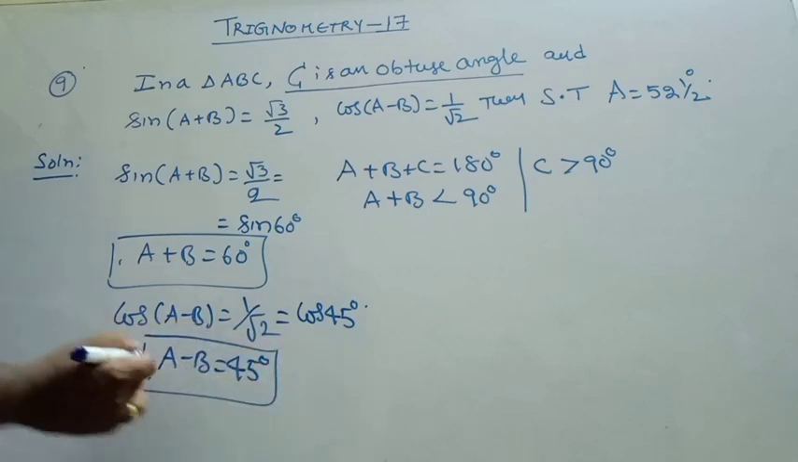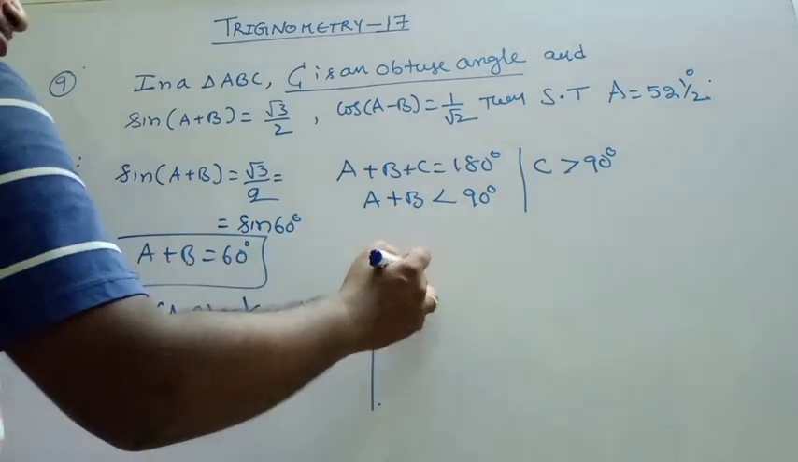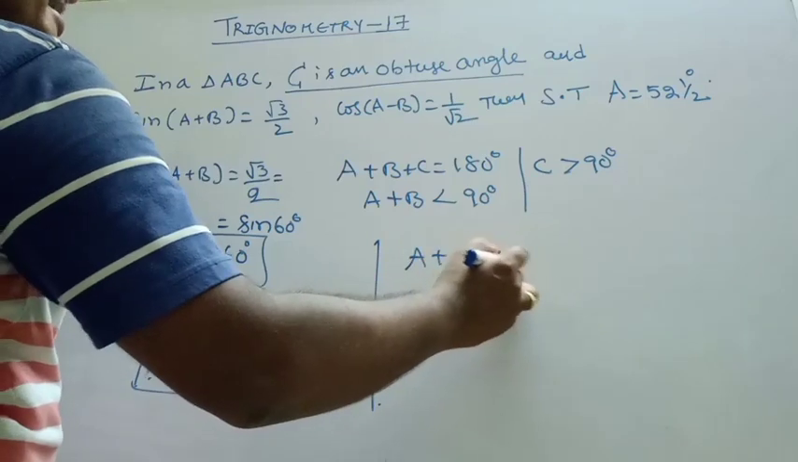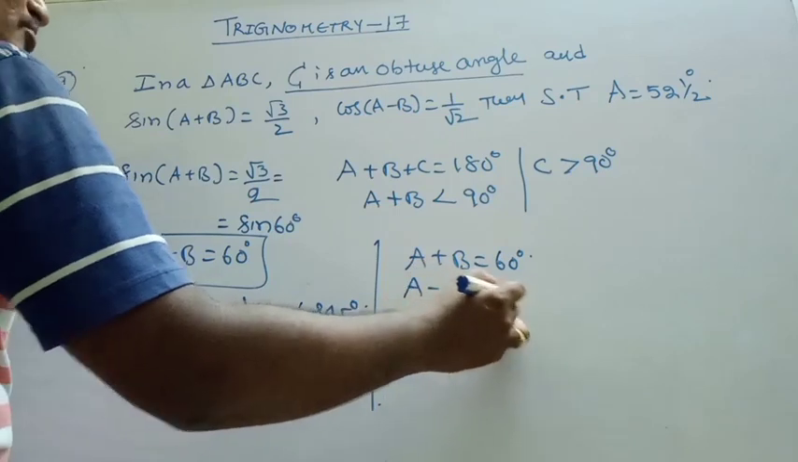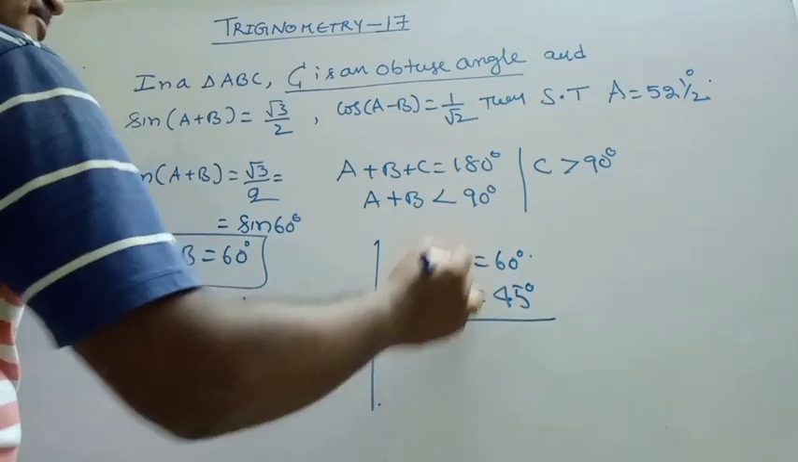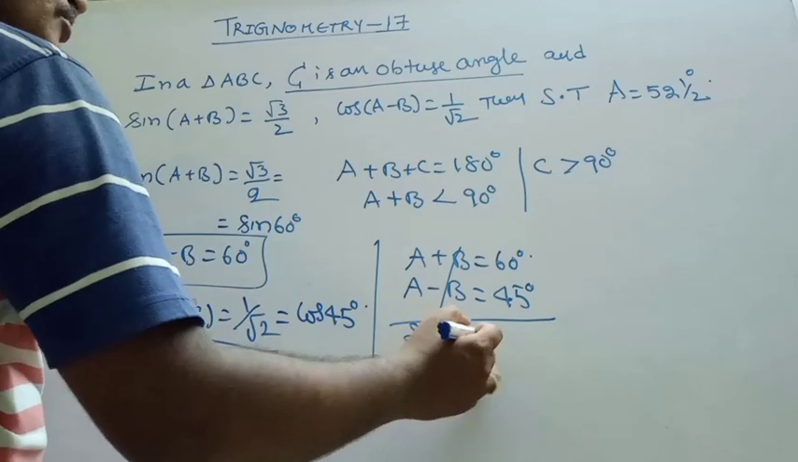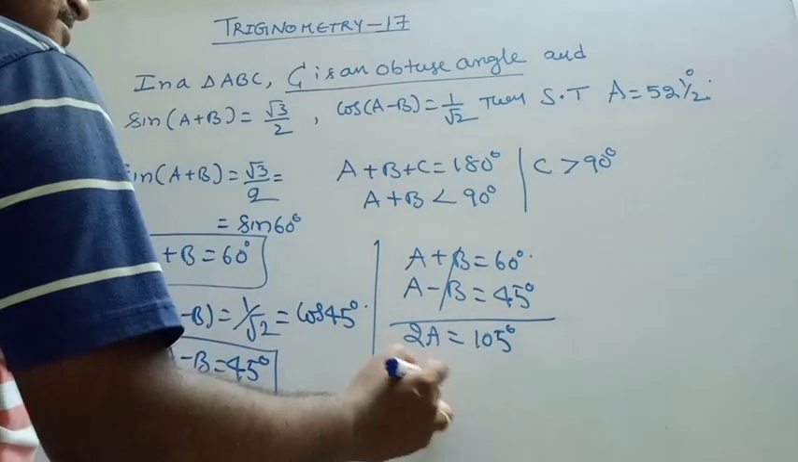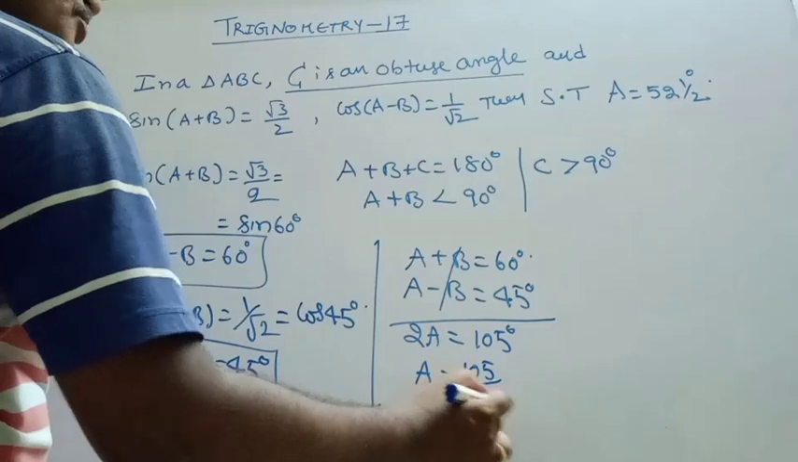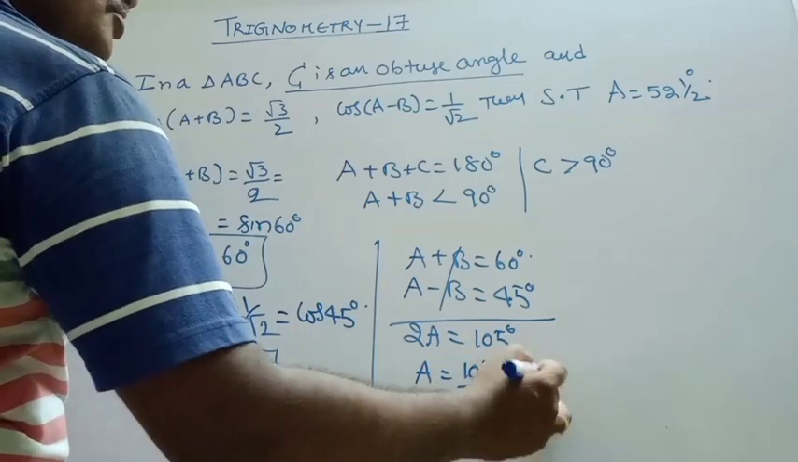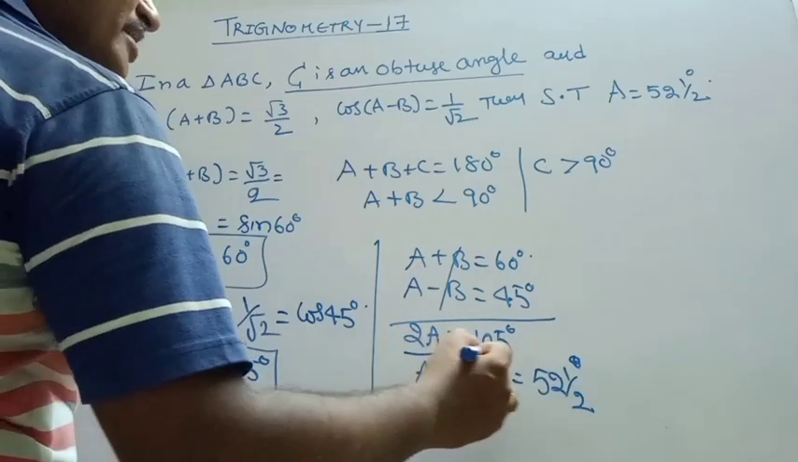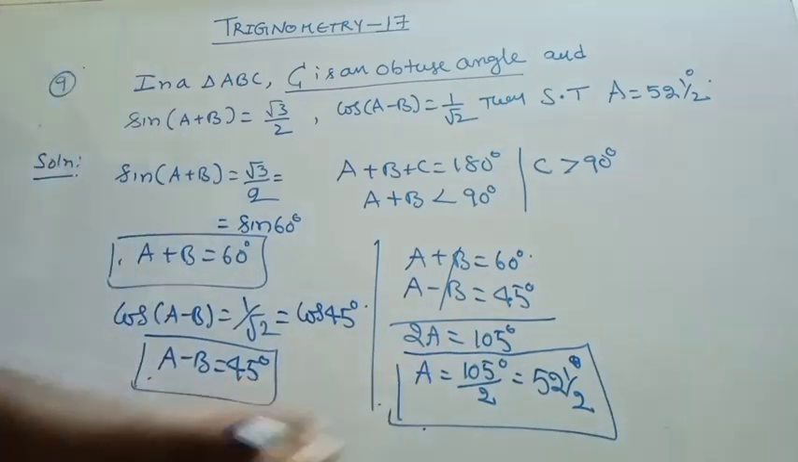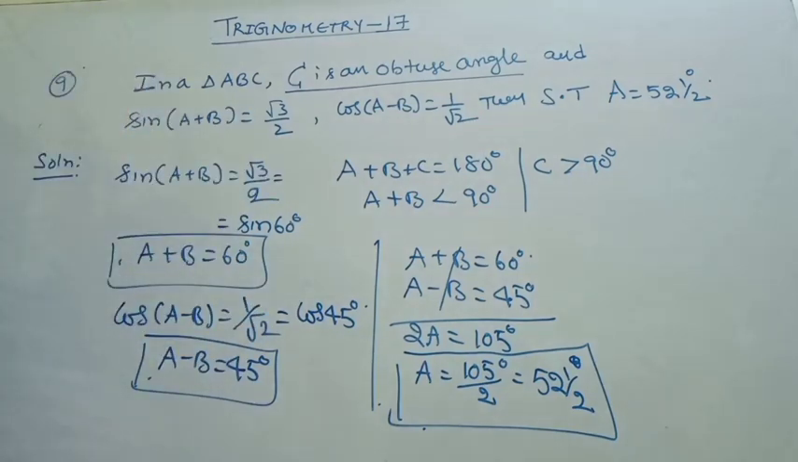Now we need to get the A value. Now you have two beautiful equations: A plus B equals 60 degrees, and A minus B equals 45 degrees. You add them and you get 2A equal to 105 degrees. A is equal to 105 by 2 degrees, that means 52.5 degrees. A equals 52.5 degrees. That is what we were required to prove, and we have proved it.